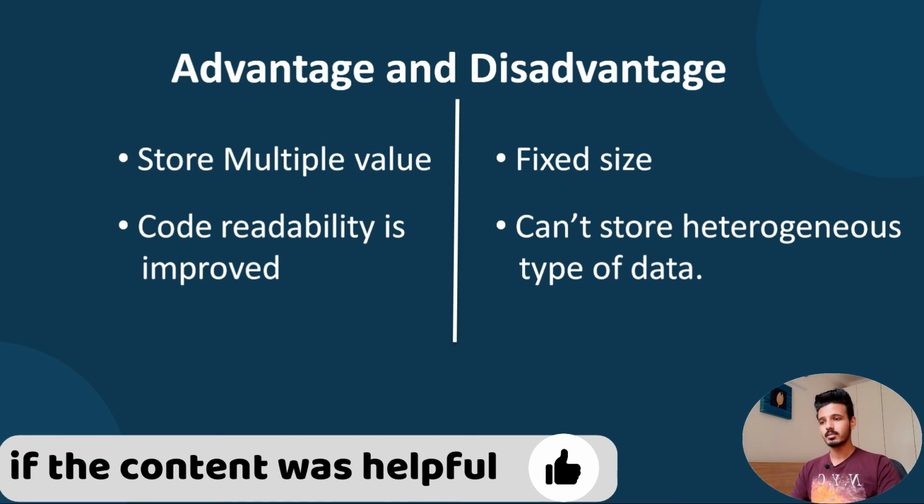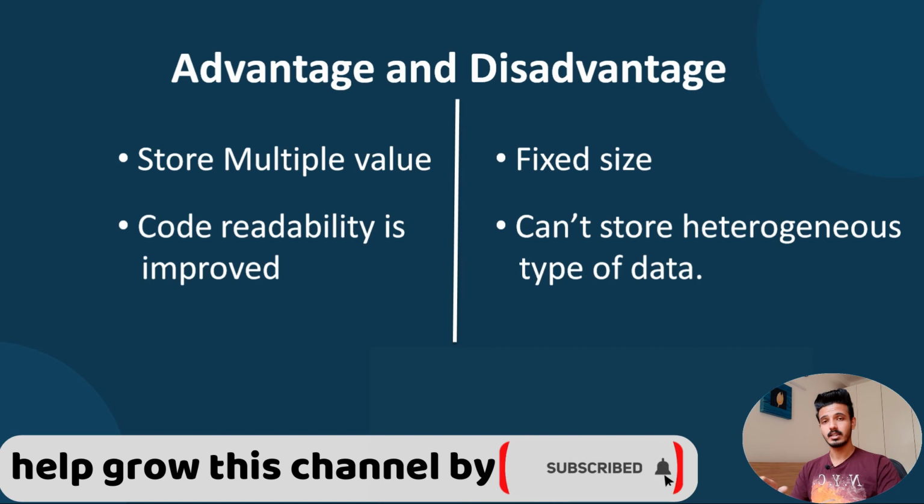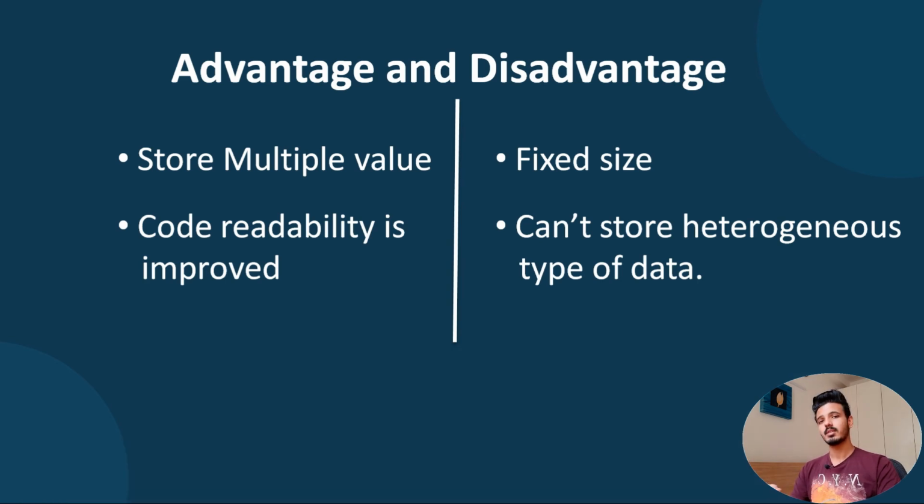The second one is it cannot store heterogeneous types of data. As we have discussed, it can only store homogeneous type of data. So if you are declaring an array of integer type, string type, or double, then you can only store that particular type of value. For example, if you are declaring it with an integer, you can only store an integer value. You cannot store integer, string, double, float. You cannot store different values in an array. So these are the two disadvantages that we have in an array.